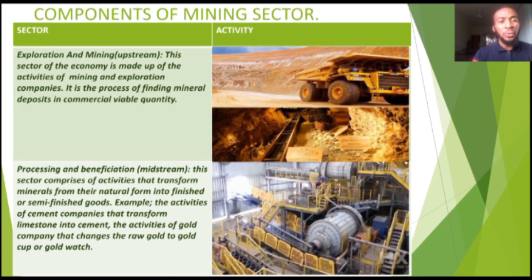While the midstream does what? It transforms it from its natural state to a finished or semi-finished state. Now you can see the tractor, the machine working on the gold, trying to transform it to semi-finished, because that's not the final state of gold. Gold could be used to make a wristwatch or gold cup or even a medal. So for example, the activities of cement companies transform limestone into cement. Another example, the activities of a gold company that changes the raw gold to a gold cup or gold wristwatch.